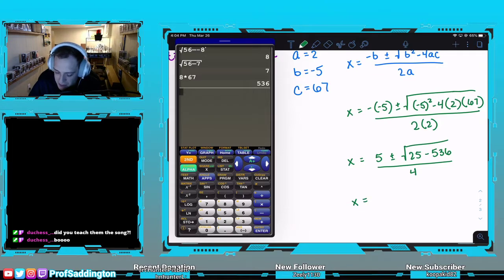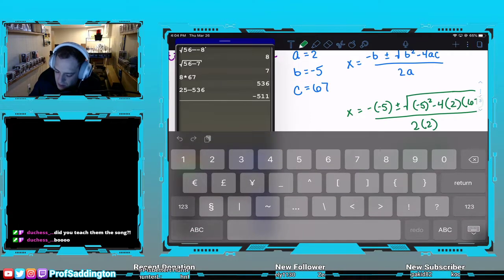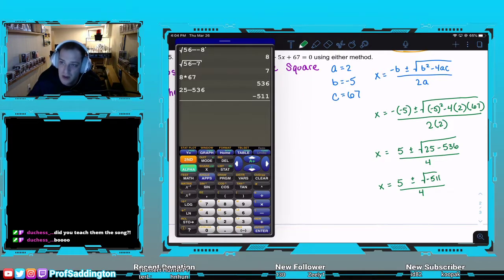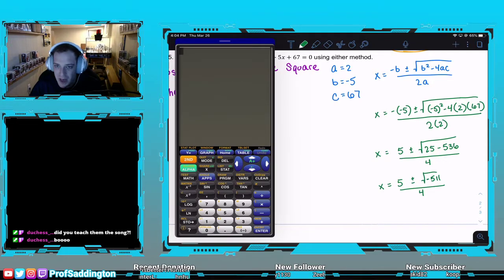Now I can simplify that inside more. If I do 25 minus that 536, I'm going to get negative 511, all over 4. And now we just have to try to simplify it. I don't believe we're going to be able to do anything with 511. I bet you 511 is going to be a prime number.